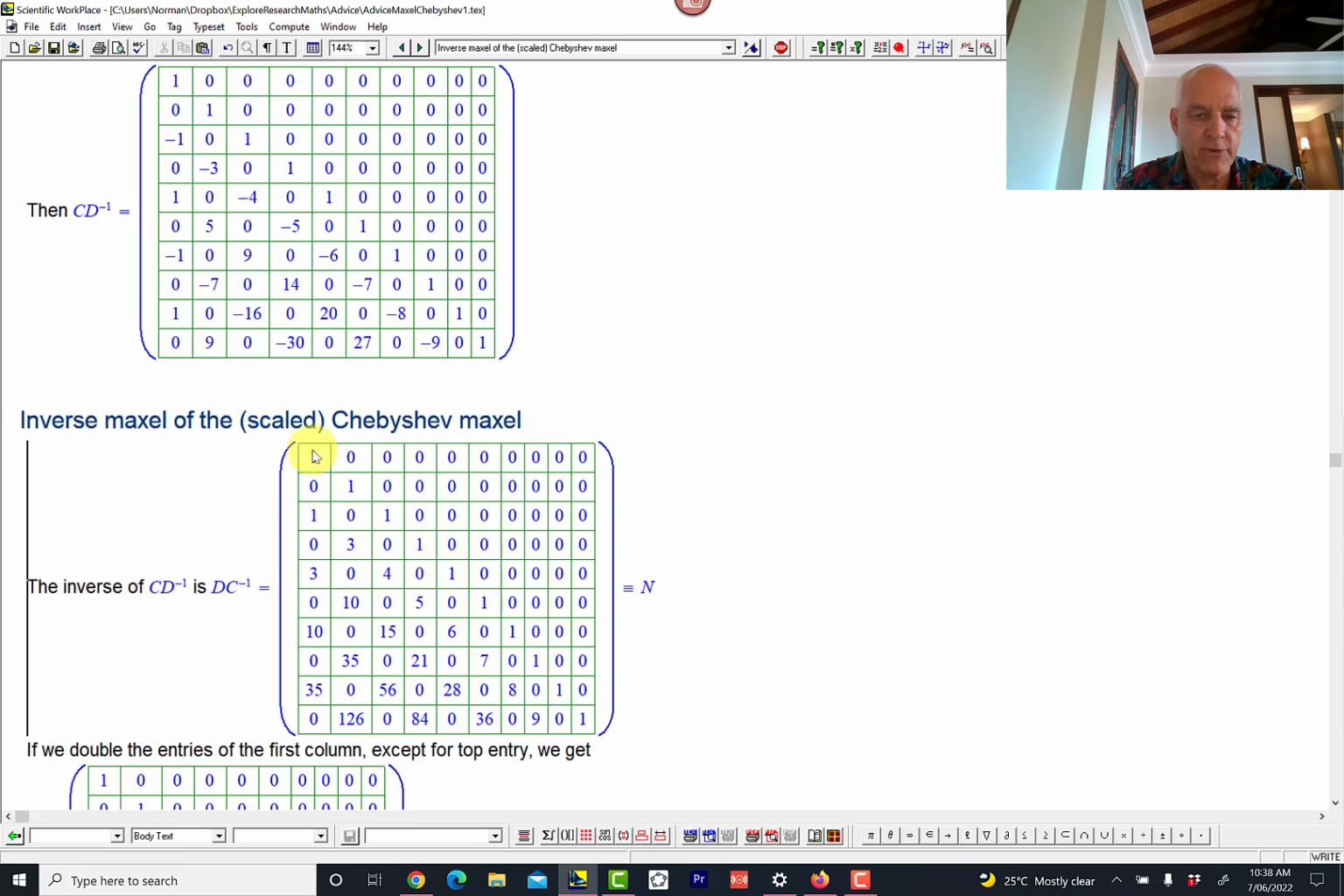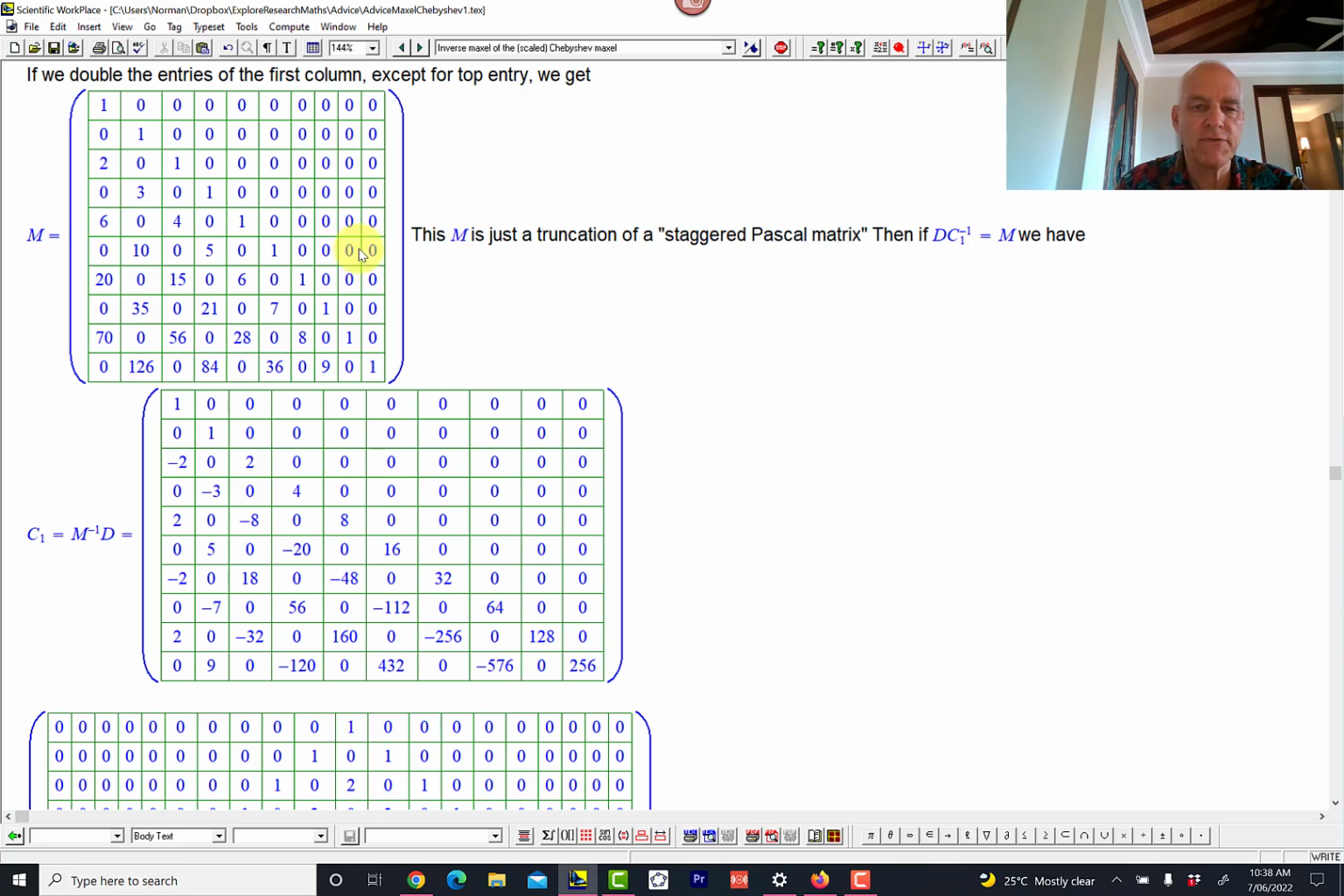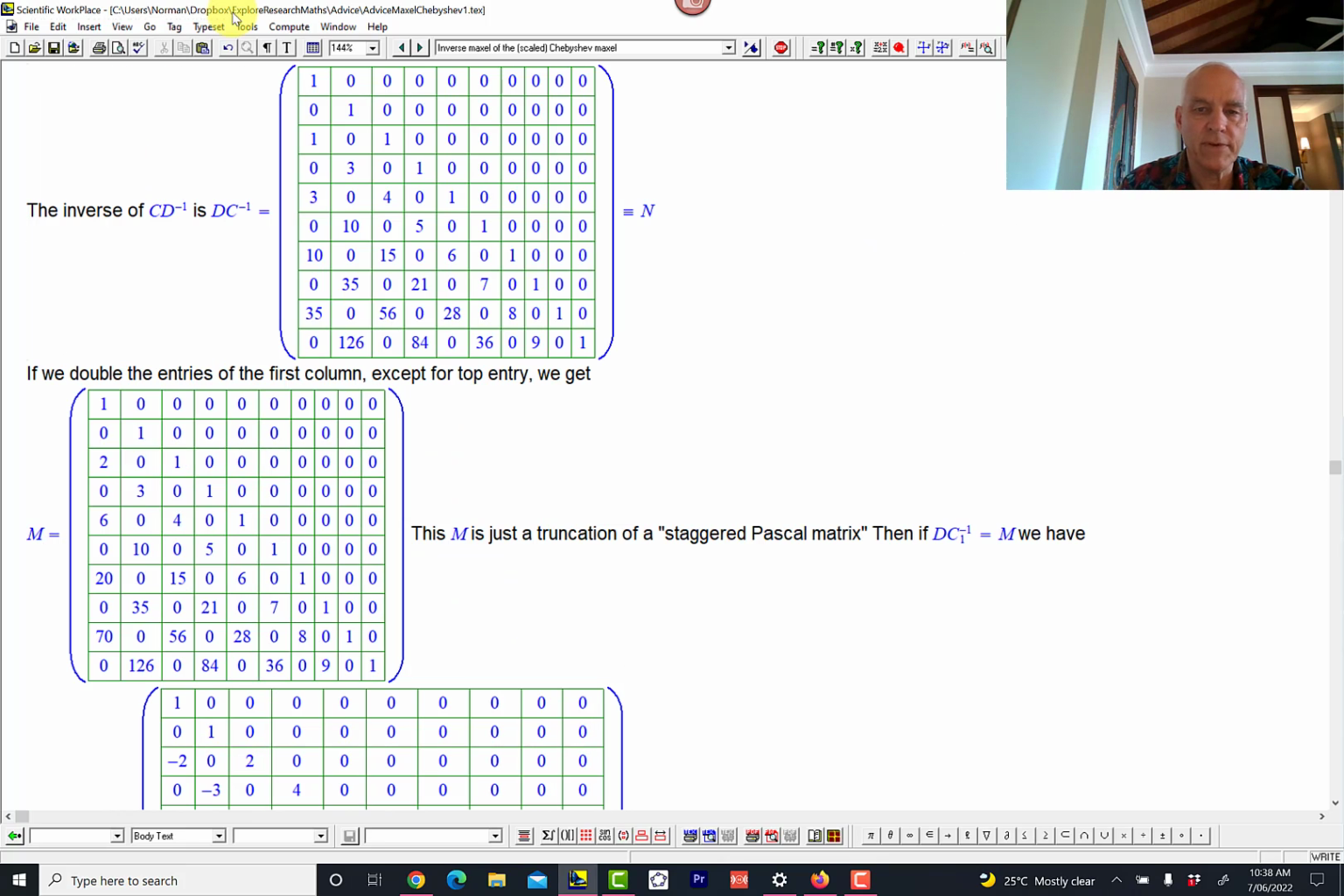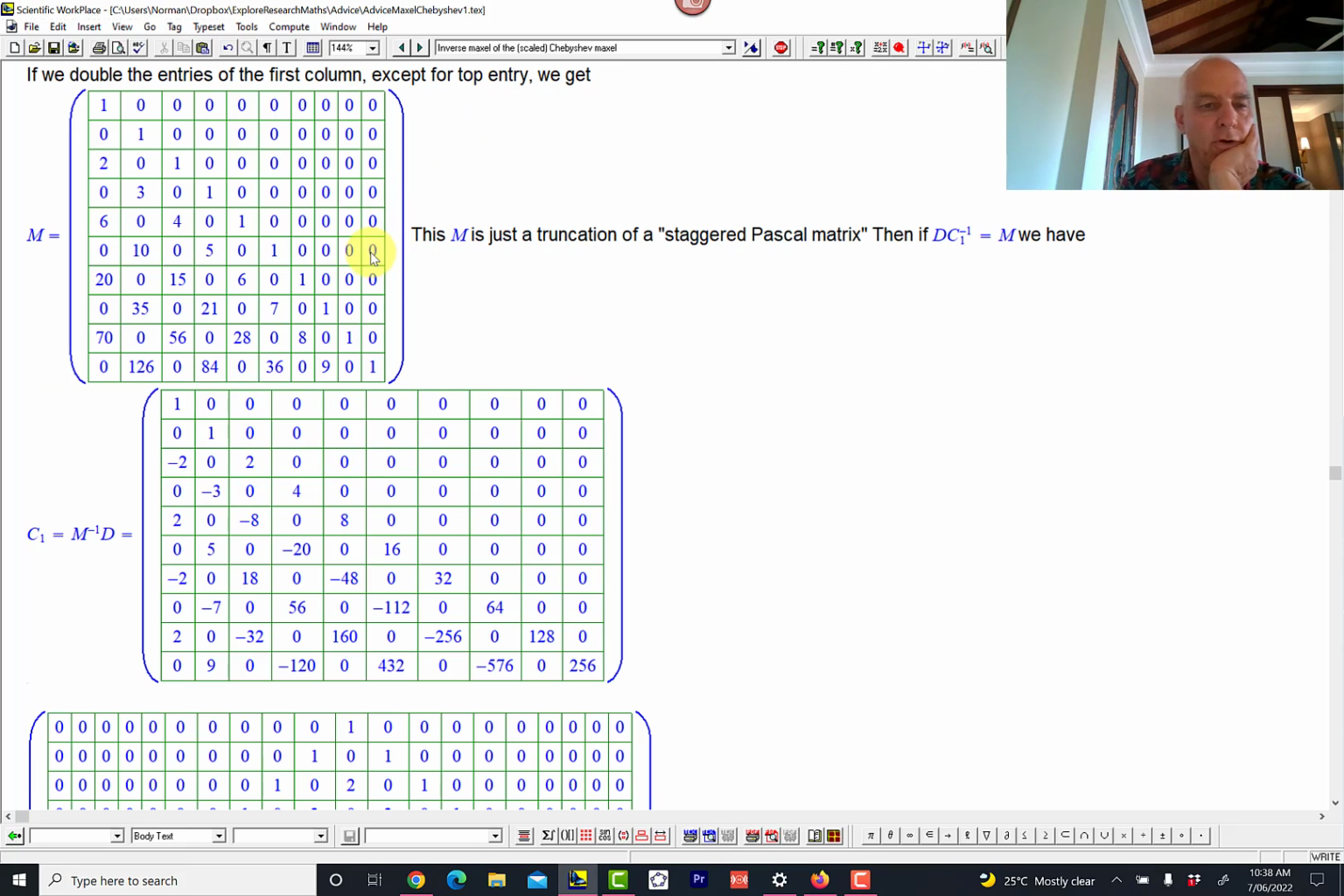What about this top entry here? Well, that's just sort of there by itself. Maybe we could leave it where it is. So if we double the entries of the first column, except for the top entry, I've just done that, right? So I've doubled all the entries of this first column. So if this is n, then this new thing is, let's say, m. And now I can observe that this is just a Pascal matrix exhibited in a different fashion.